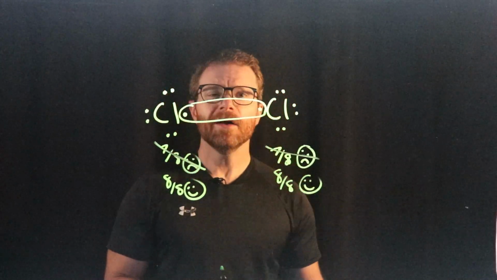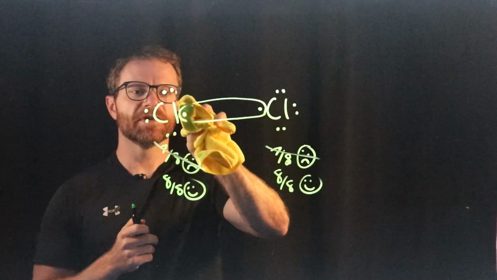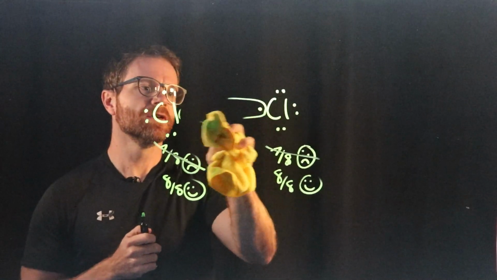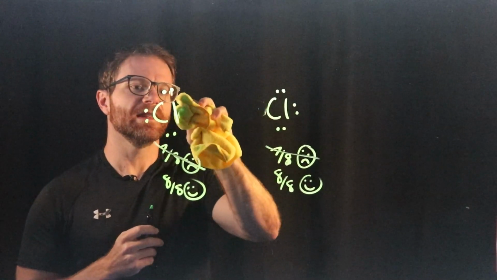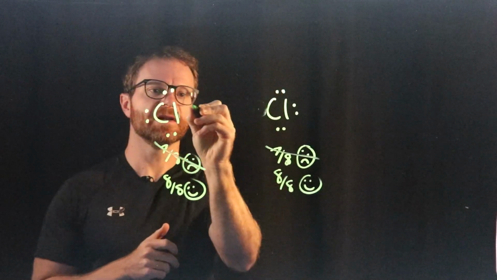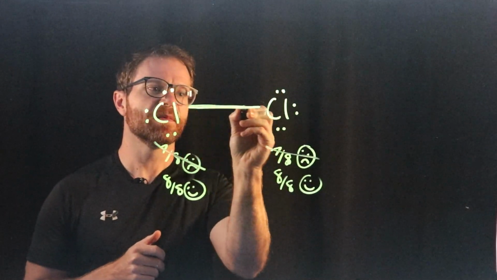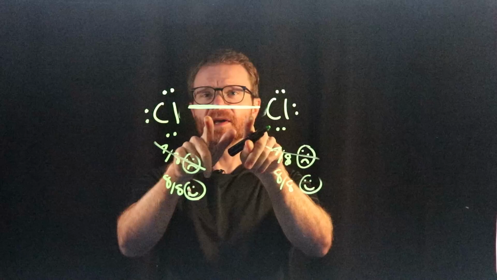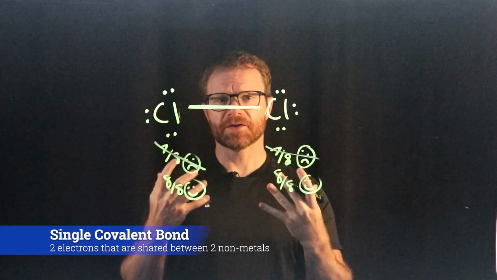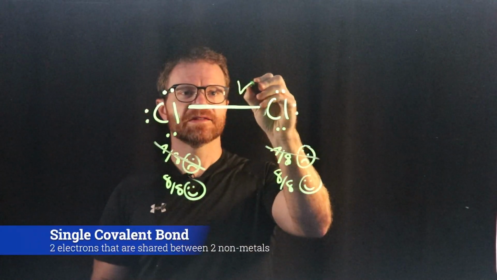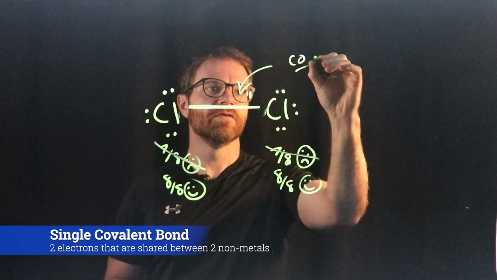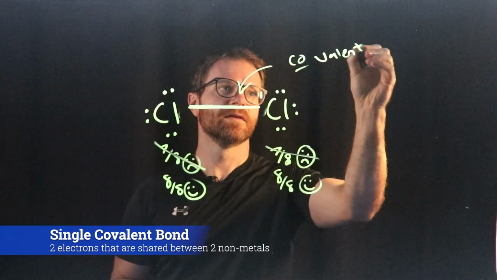When we draw a covalent bond, instead of having 2 single electrons that are circled, we just draw it as a line connecting those 2 chlorines. And that basically means the same thing. So this single line here basically equals 2 electrons that they're sharing. And as I said earlier, we call that a covalent bond.